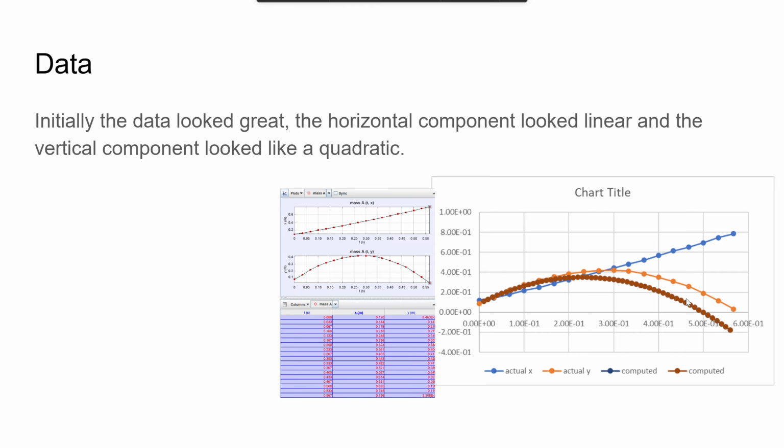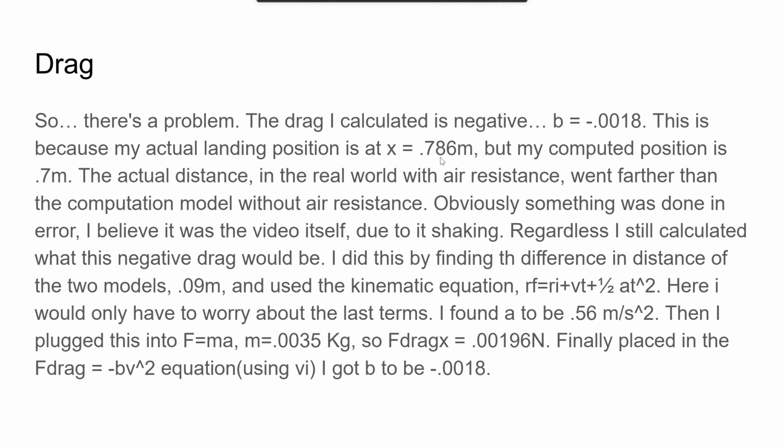This computed line, however, is what we got when we put in the initial velocity in the y direction and had the force of gravity acting upon it. As you can see, it looks like it's going to end up short of the area where it actually did. This will start to cause a problem when we get to drag.